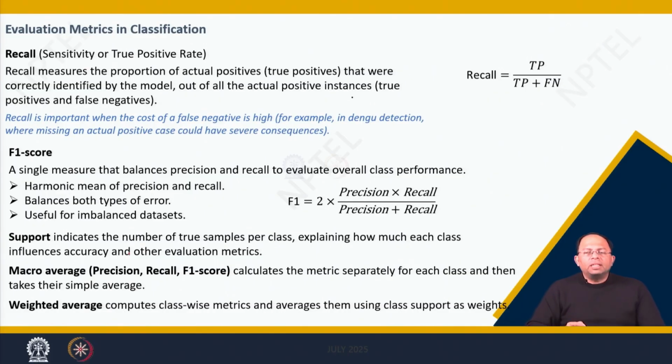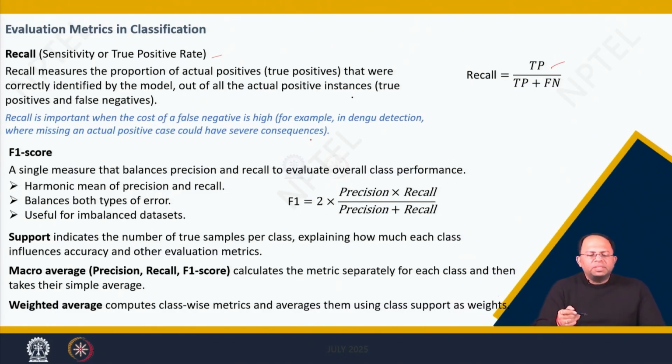Then the next metric is recall, which is sensitivity or true positive rate. Recall measures the proportion of actual positives that were correctly identified by the model out of all the actual positive instances that are there. That is, out of all the yeses, how many are correct yeses, right? So, that comes as TP divided by TP plus FN. Recall is important when the cost of a false negative is high. For example, in dengue detection, where missing an actual positive case could have severe consequences, right? So, recall is important that way.